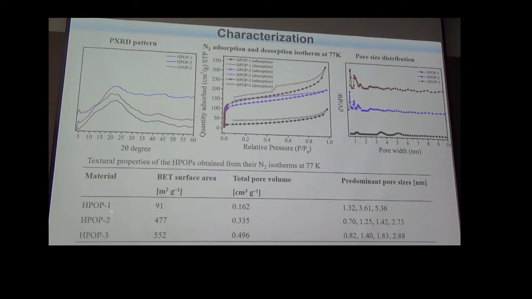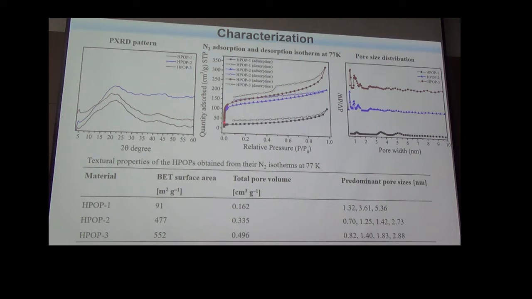Further, the crystallinity of the porous organic polymer is analyzed using the XRD, X-ray diffraction technique. As we can see here, all these three materials show a broad peak at a 2 theta range of 22 degrees, which suggests that all these three materials are amorphous in nature. Further, the porosity of the materials was analyzed using the N2 adsorption-desorption isotherm.